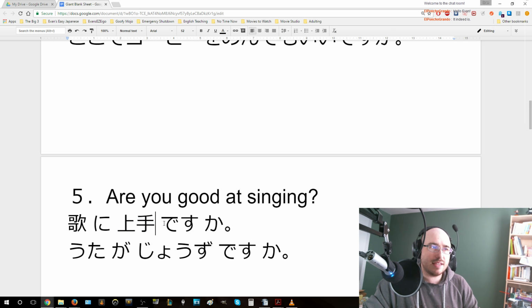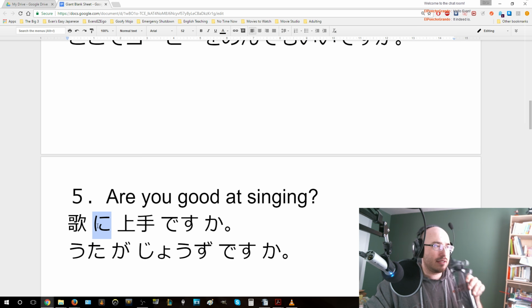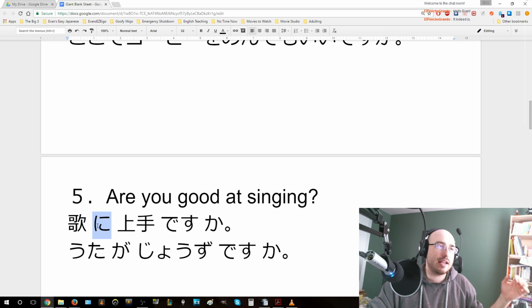Jozu means skilled at. Desu ka, are you skilled at? The ga works because uta ga jozu desu ka is kind of like a condition that you are good at. Like, the singing is good. But with uta ni, the ni particle can oftentimes mean at an action, at a thing, at a skill. It's the same way that if you think about neko ga suki desu, I like cats. Neko ga suki desu.